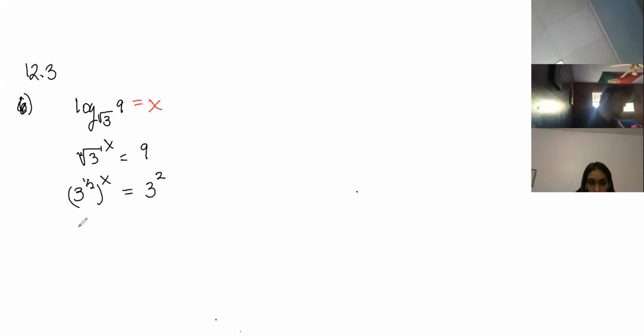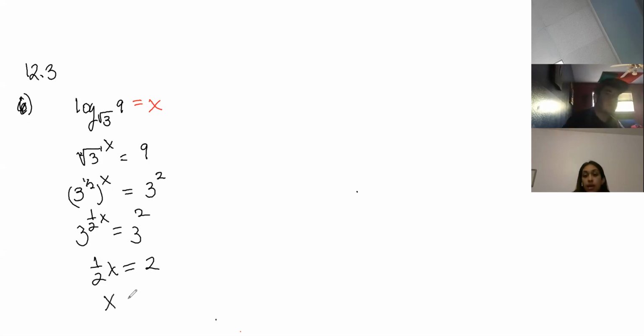And then this is 3 to the 1/2 X equals 3 squared. And now that they are the same base, we can drop the 3's, and 1/2 X equals 2. And what does X equal? Maybe 4. X equals 4. Good. Make sense? Yes. And you wouldn't have to check it because the original log did not have an X in it, so there's no checking. It was just evaluating.